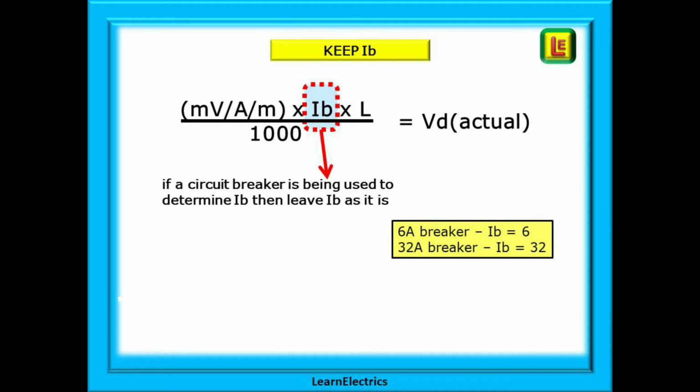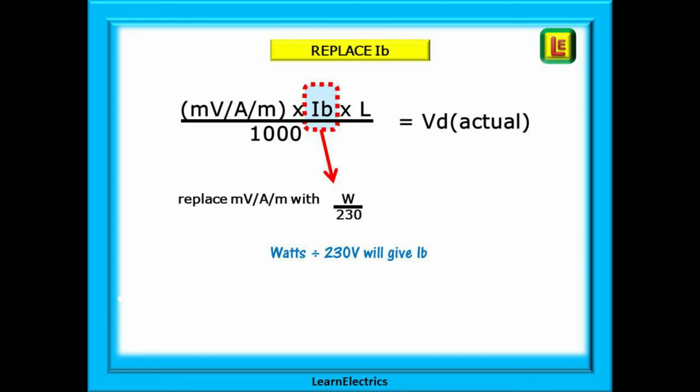We have two options here. If we already know IB, or we're using the amps rating of a circuit breaker, then do nothing, leave IB as it is. So IB for a 6 amp breaker is 6, and IB for a 32 amp breaker is 32. You get the idea. But if we don't already know IB, we can replace this with the watts or power of the equipment being installed. Watts divided by 230 volts will give us IB, but this way we can put the watts directly into the formula. Don't forget that if it is kilowatts, then we must multiply by 1000 to find the actual watts. If there are several loads on the circuit, just add all the wattages together.